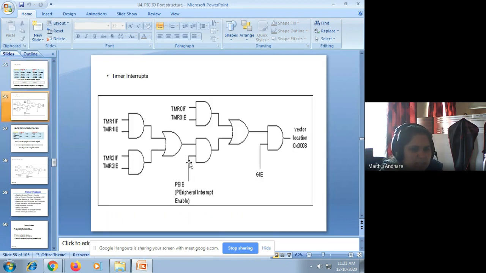Now we will see, this is the diagram related to the timer. You will understand the timer interrupts. For that purpose, the peripheral interrupt should be enabled, and at last the GI interrupt should be enabled. Then one of the timer interrupts can be serviced.